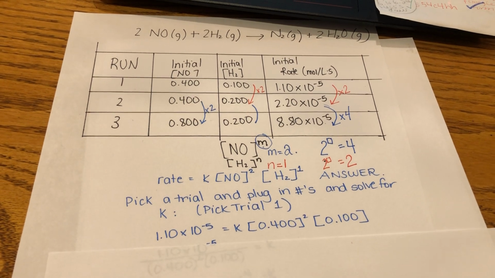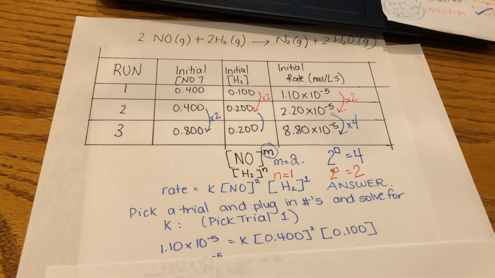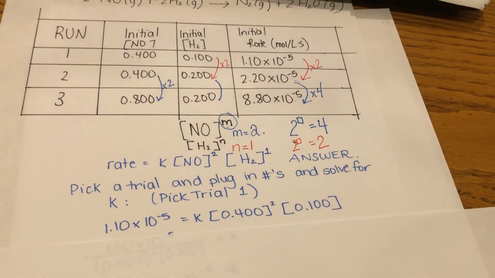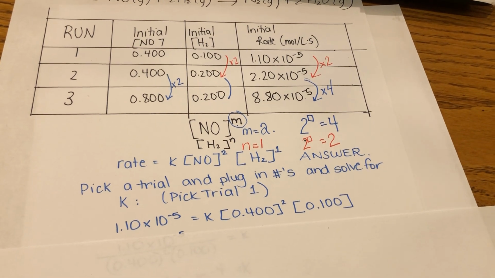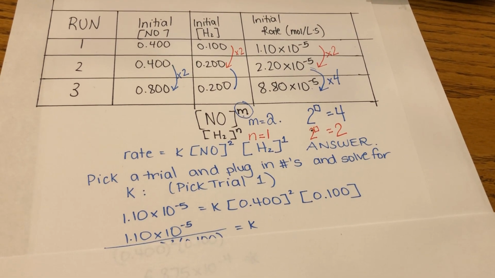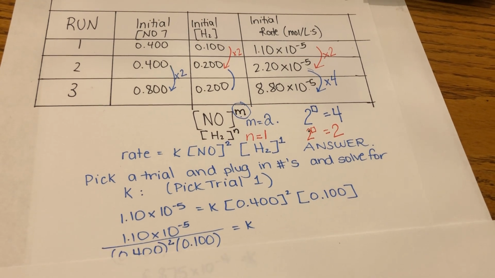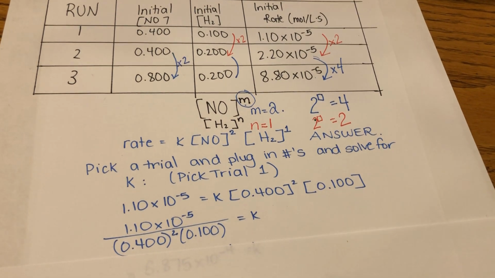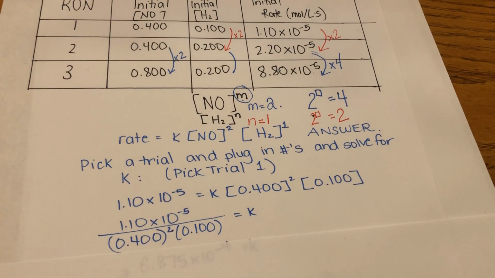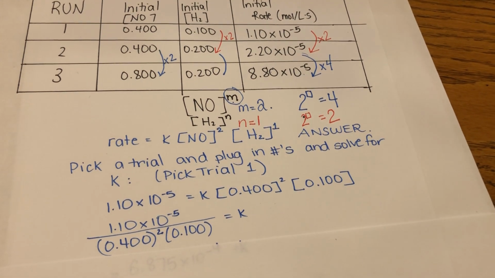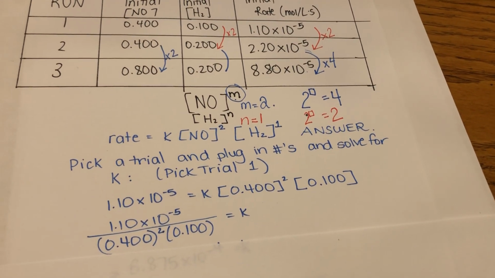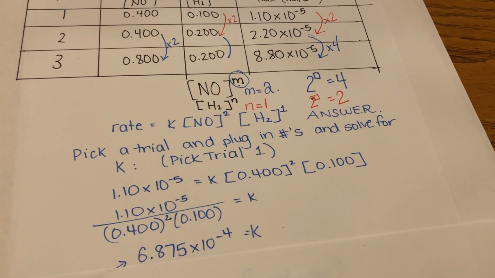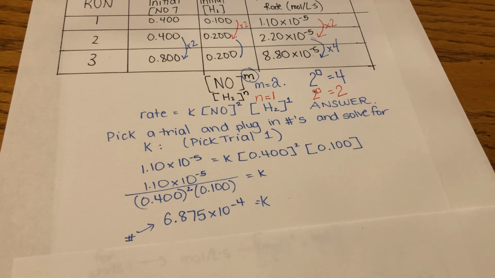Okay, and then you simply isolate for K. So right now we're not doing the units, we're only doing the numbers, and then I'll show you how to do the units after. So you're isolating for K, so K equals 1.1 times 10 to the negative 5 divided by 0.4 squared times 0.1. Okay, so you simply plug that into your calculator and you should get 6.875 times 10 to the negative 4. Okay, so that's the number value.